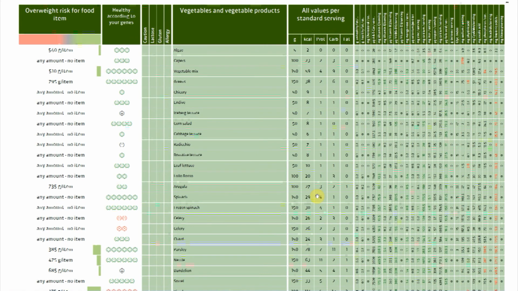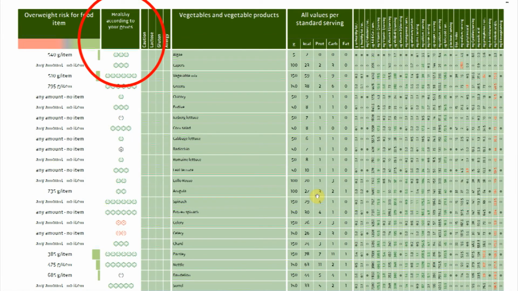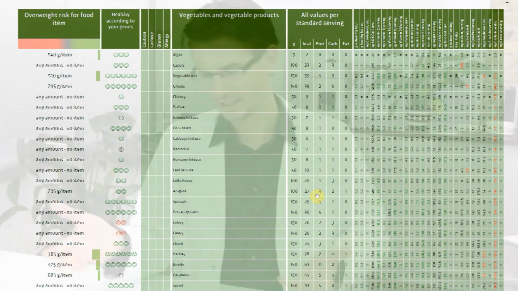Now for the healthy food aspect, this part here is more important. So in the first aspect, we look at how much fat and carbohydrates this contains, and what is the weight gain potential for you. And here we look at all of the ingredients that the food has. Some of them might be good for you based on your genes, some of them might be bad for you based on your genes, and if there's more good stuff in it, it's going to be more recommended. If it's got more bad stuff in it, it's going to be less recommended to you.